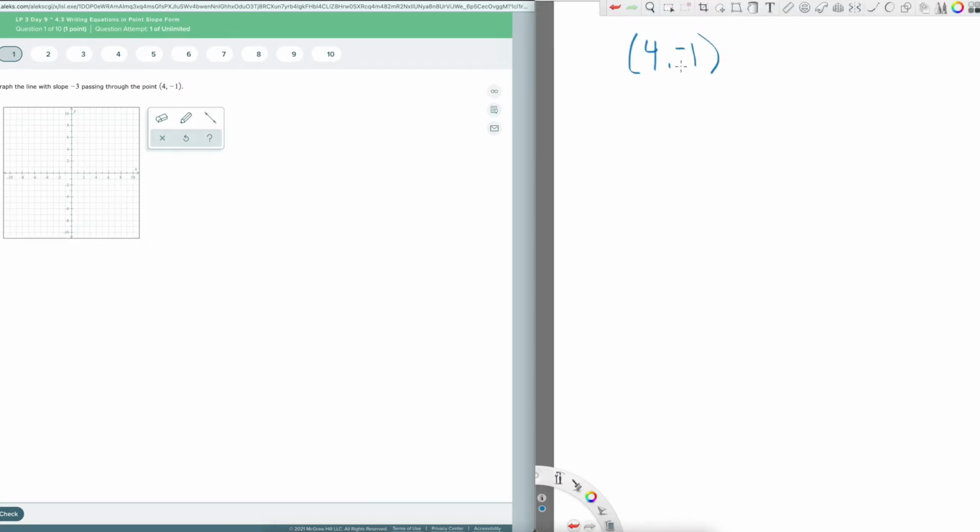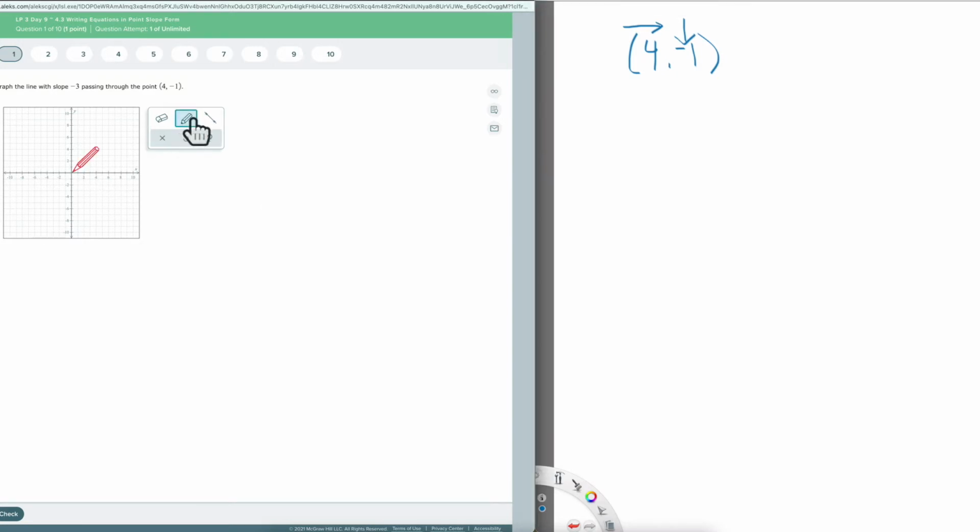So if I'm thinking of the coordinate grid, I always start from the center here. And for +4, I'm going to go right 4. And for -1, I'm going to go down 1 from there. So I'm going to go 1, 2, 3, 4 to the right and 1 down. And then I'm going to place a dot there. And I need to grab the little pencil here. Boop, there's my dot.